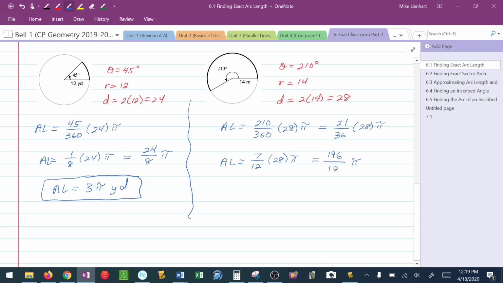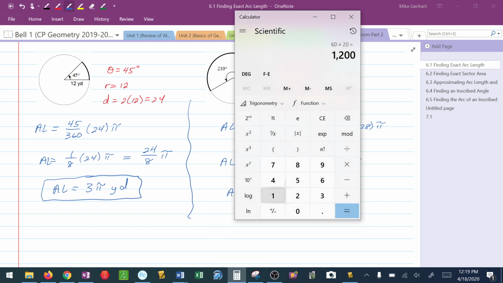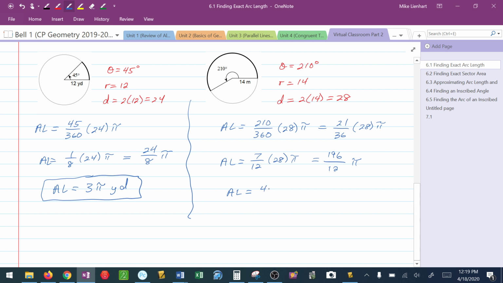And I know I can break that down. Let's see, I know that 2 goes into it. Is there anything else that goes into it? How about 4? 4 could go into it. So I would get an arc length, let's see, 196 divided by 4 is 49. 12 divided by 4 is 3. 49 over 3 pi, bring in the units, meters.